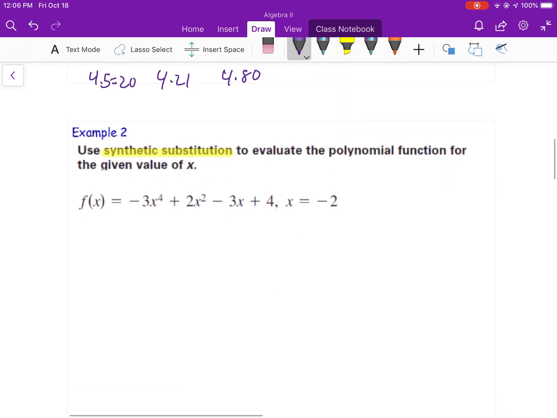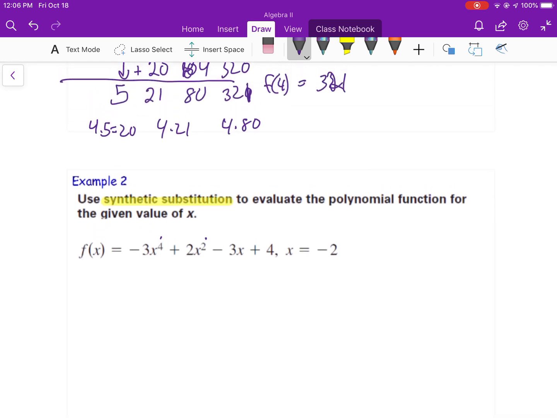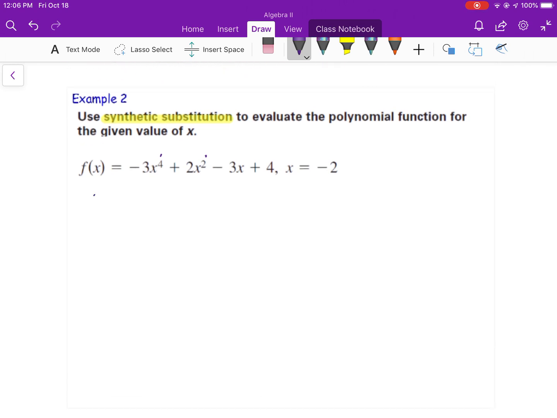Okay, let's try this again, synthetic substitution. But this time it's going from the 4th power to the 3rd power. Here's my number that I'm going to substitute, off to the side in that box. I've got -3, but I'm going to put a 0 because there's a 0x to the 3rd term. Kind of like my matrix equations, I need a placeholder for the coefficients. We've got 2, -3, and 4.